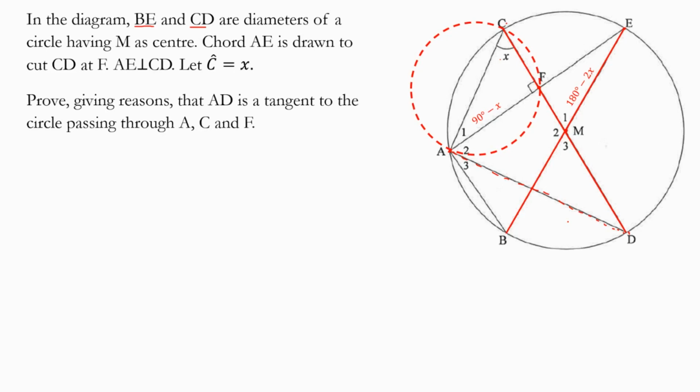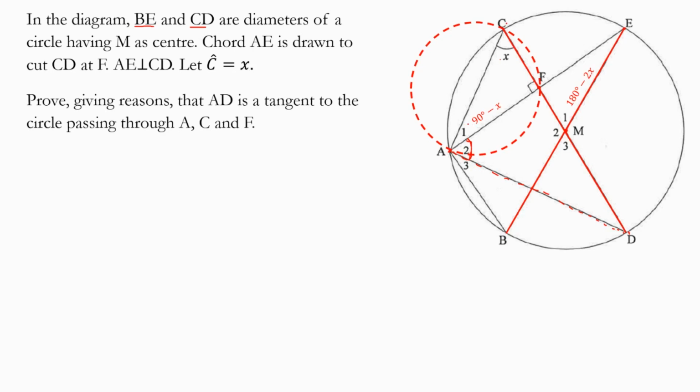What do you know about tangents? A tangent is perpendicular to the radius or diameter, and also remember the tan chord theorem. If we manage to prove that this angle, which is between the line segment AD and the chord AF, is equal to X, then AD is the tangent. So we need to prove that angle A2 is equal to X. How do we do that?